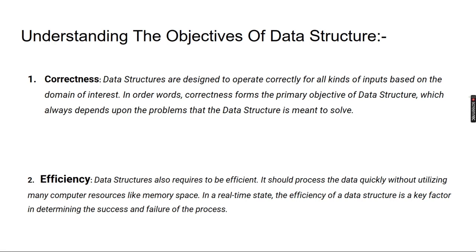First of all, we have to learn the objectives of data structure, and that is correctness, where data structures are designed to operate correctly for all kinds of inputs based on the domain of interest. In other words, correctness forms the primary objective of data structure, which always depends upon the problems that the data structure is meant to solve.